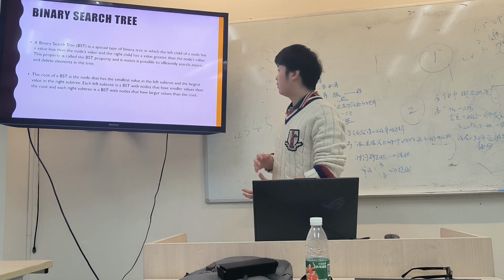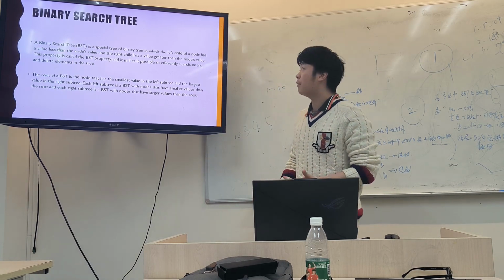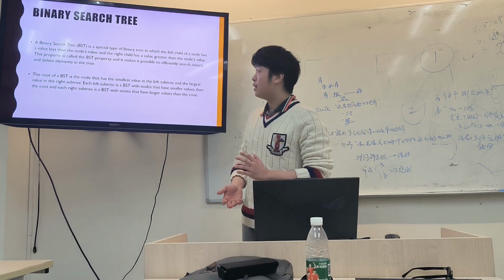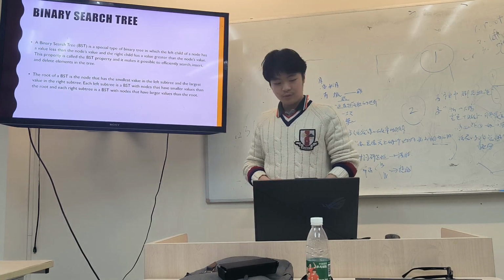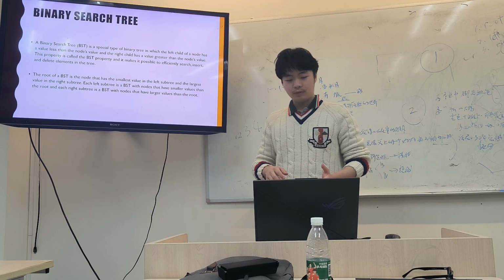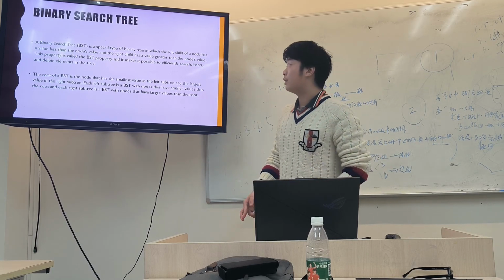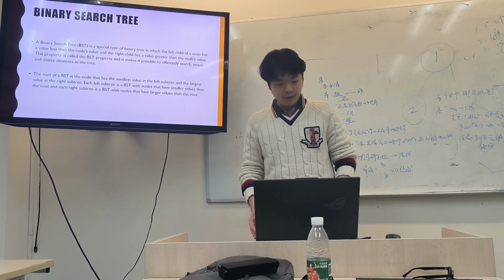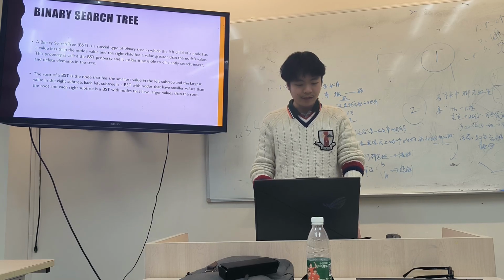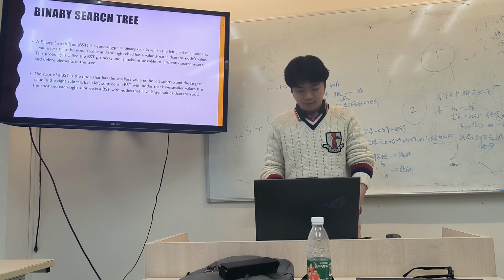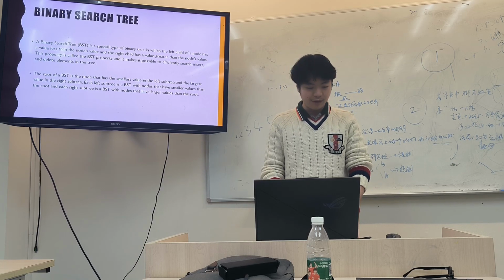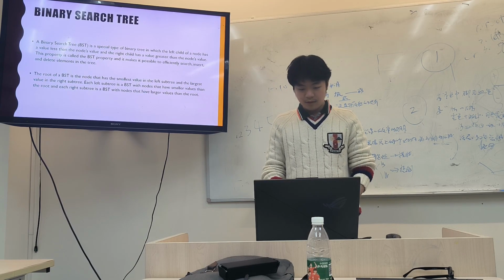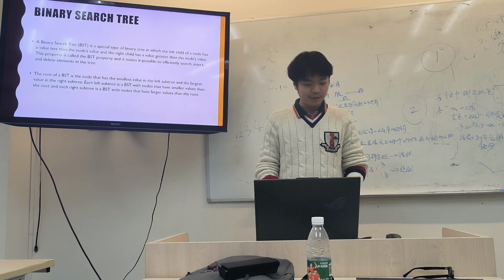Today we will be specific on a type of tree. Last time we talked about binary trees. This is a very specific kind of tree that is called the binary search tree. This kind of tree is a special type of binary tree in which the left child of the node has a value less than the node's value, and the right child has a value greater than the node's value. This property is called the BST property, and it makes it possible to efficiently insert and delete elements in the tree.